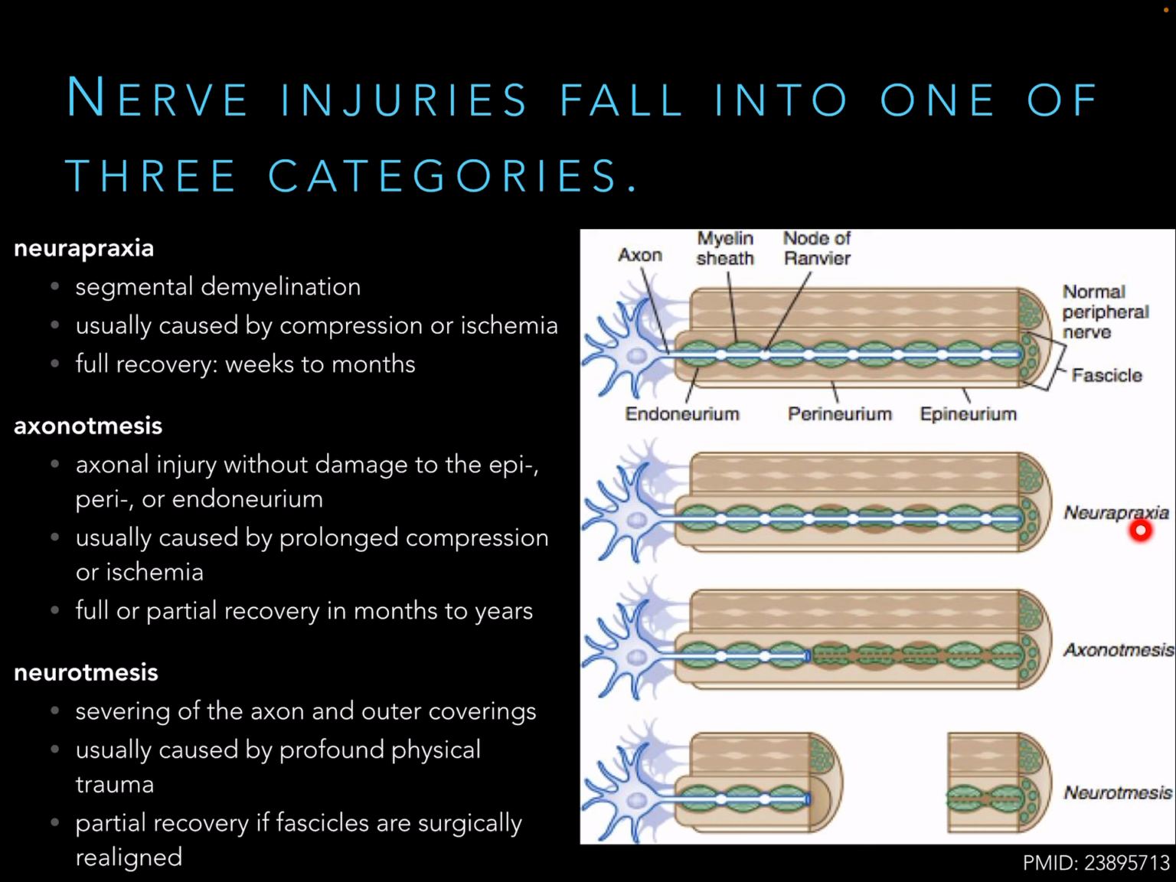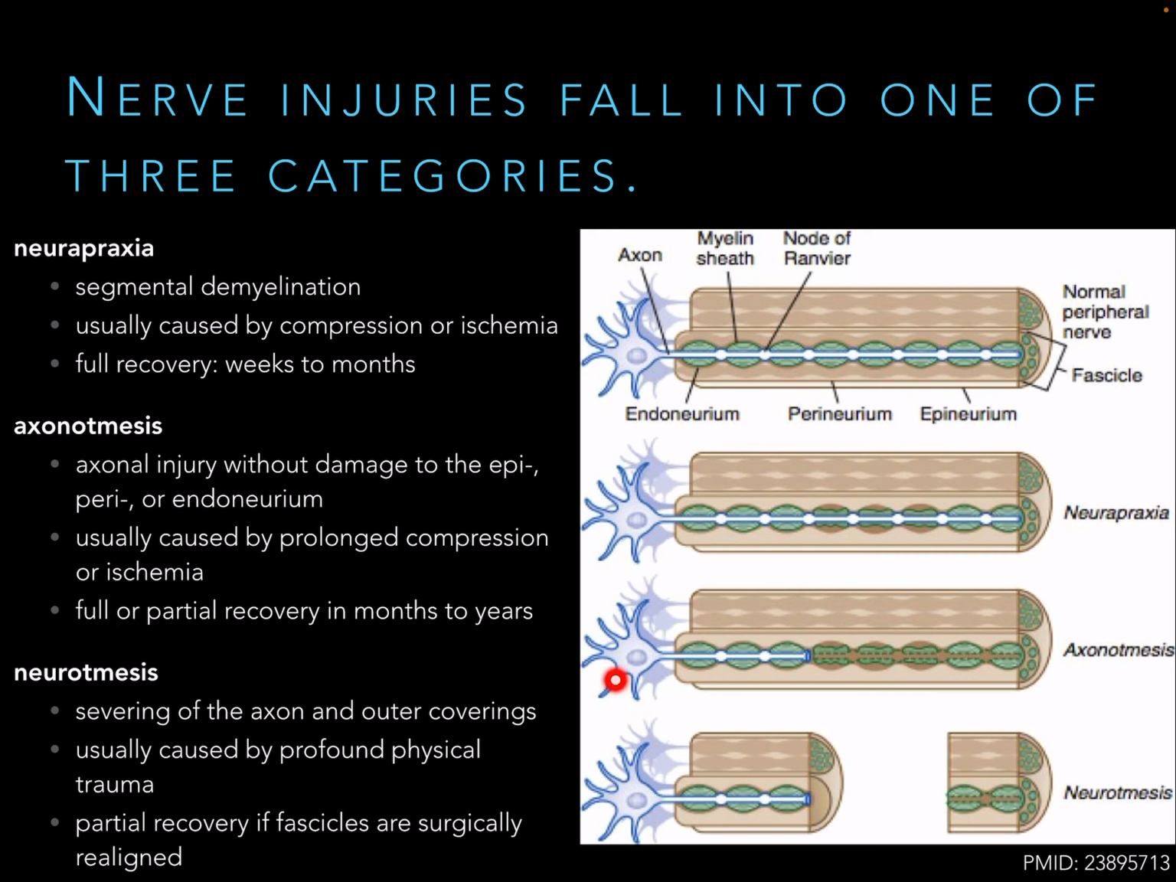With neuropraxia, so long as we can take care of whatever's causing the compression, we should expect full recovery, because we can make new myelin. Sure, we lost 3 Schwann cells in this cartoon. No big deal. Much like me, they are easily replaceable. With axonotmesis, hey, so we've lost the axon. No big deal. We're in the peripheral nervous system, so we can regrow this. However, that's going to take some time, so we could get full recovery. It's going to take months to years.